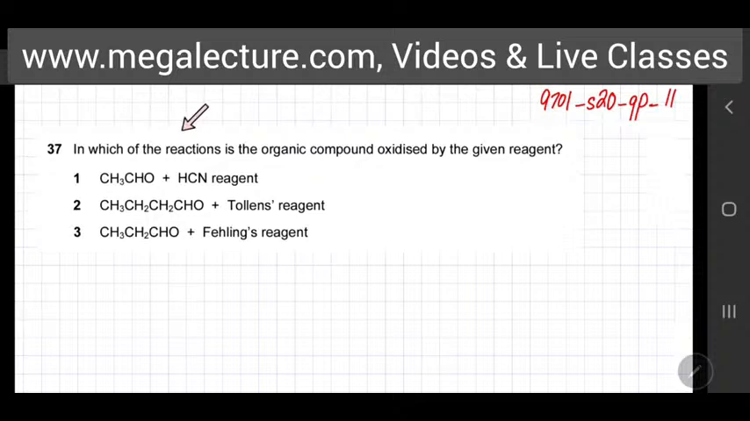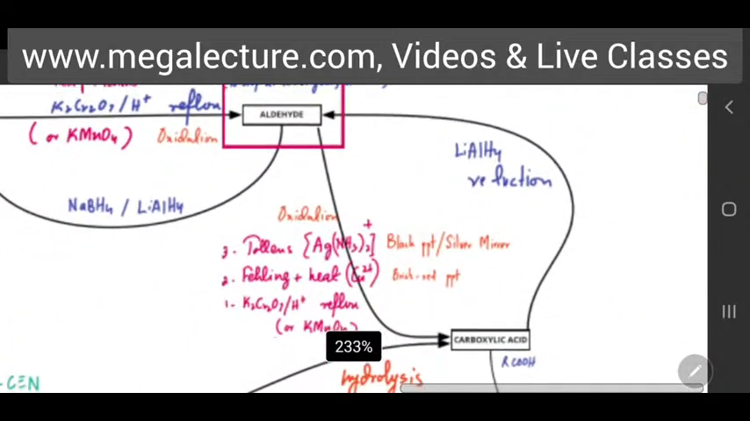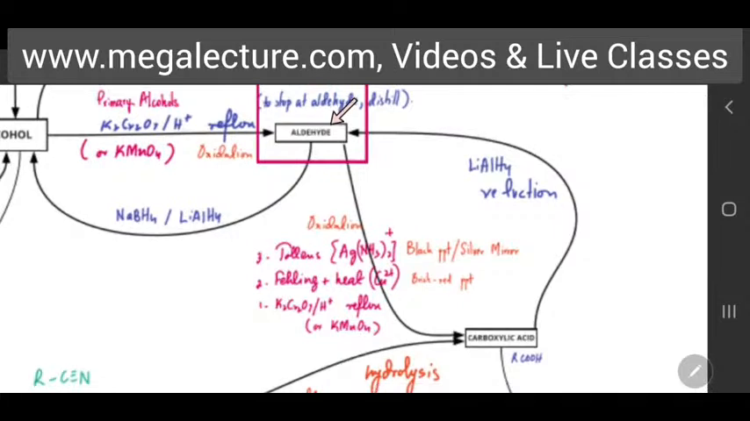In this question, you've got: in which of the following reactions is the organic compound oxidized by the given reagent? So he's talking about oxidation. So it's got to be oxidized. So the first one, this compound over here, is an aldehyde. Aldehydes do get oxidized by Tollens, Fehling's or K2Cr2O7, and they get oxidized to a carboxylic acid. So aldehydes do get oxidized.